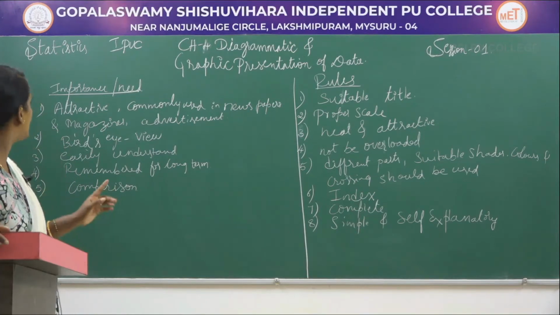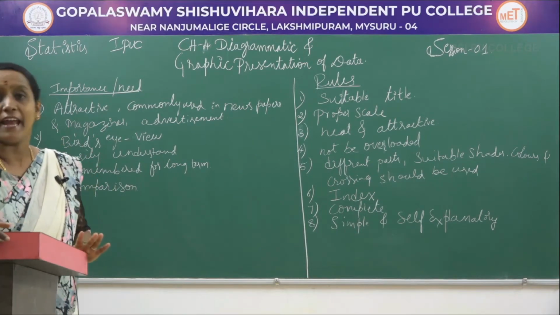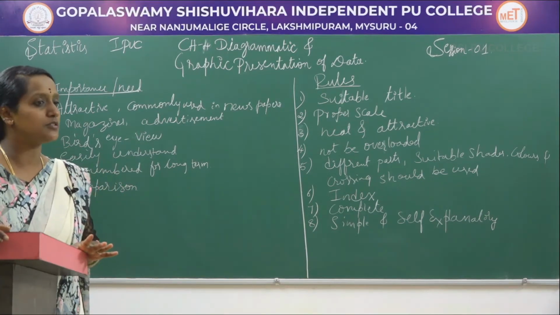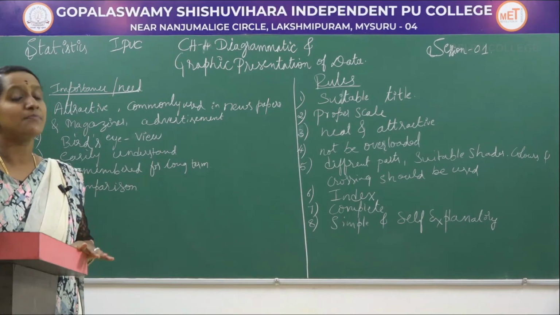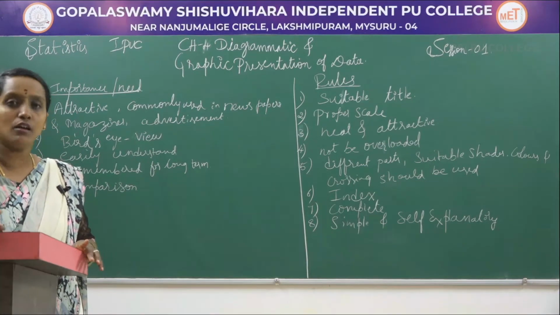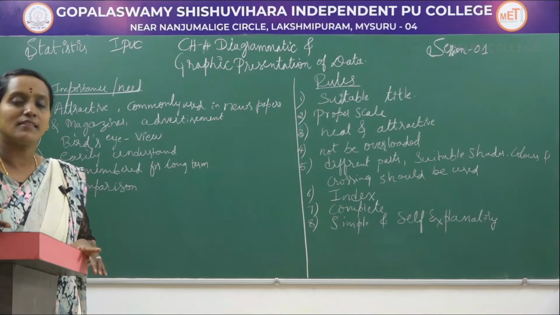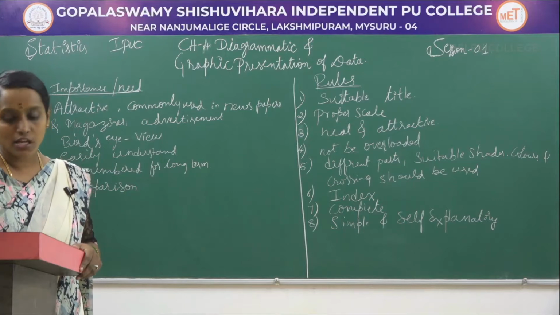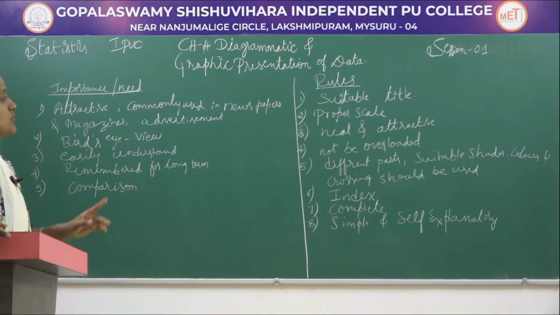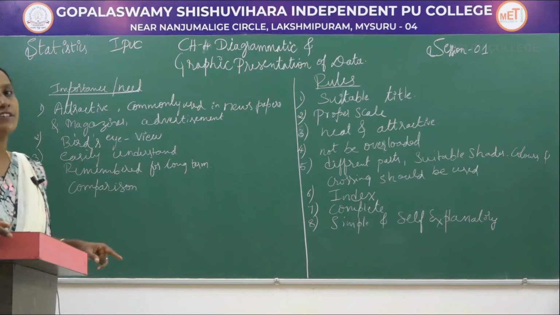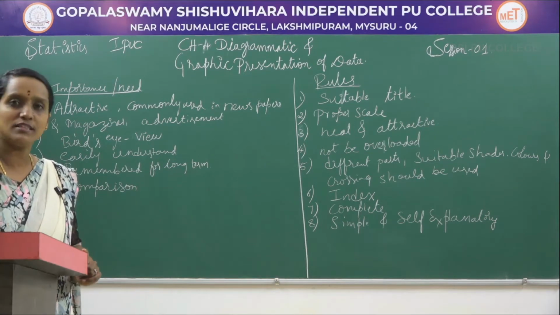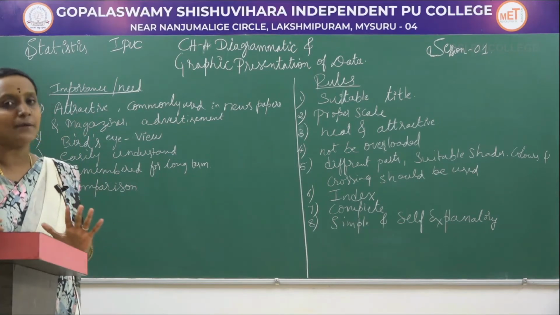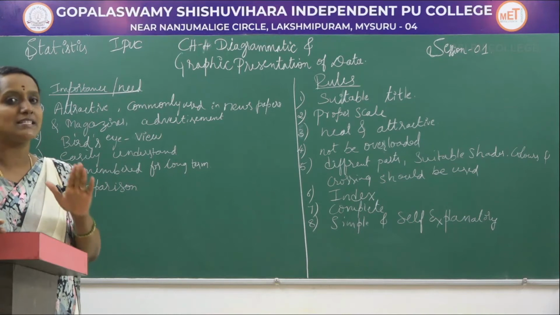Next, they give a bird's eye view of the entire data at a glance. Bird's eye view means if you just see that figure, diagram or graph, it gives a clear picture about which type of data we are using, and it can be easily understood by the common man, whether he knows the subject or not, whether he is interested or not. If he is looking at that diagram, he can understand what is there in that.